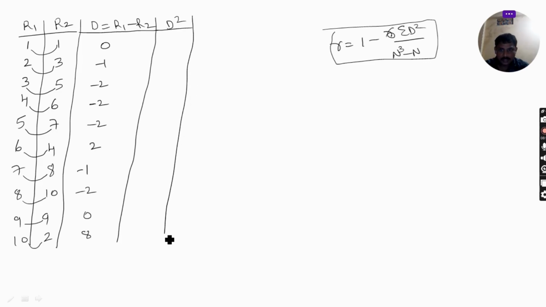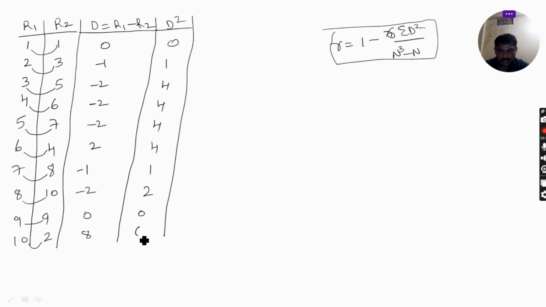Okay. After doing the square, how do we do it? 0 square, answer is 0. 1 square, answer is 1. So you know, when we are squaring, the negative will become positive. 2 square means 2 into 2, which is 4. Negative is becoming positive. 1 square means 1, 2 square means 4, and 0 square means 0.